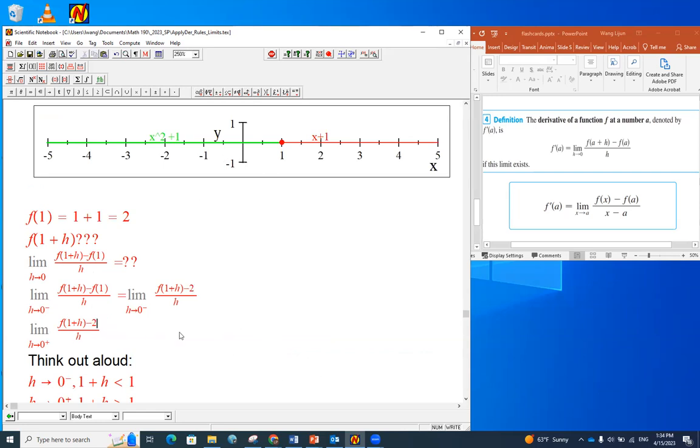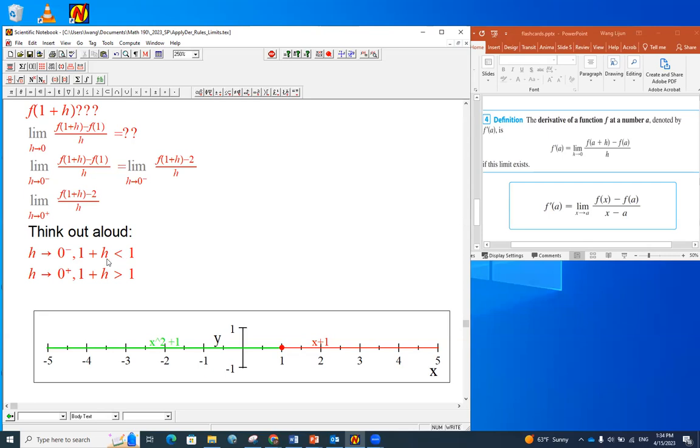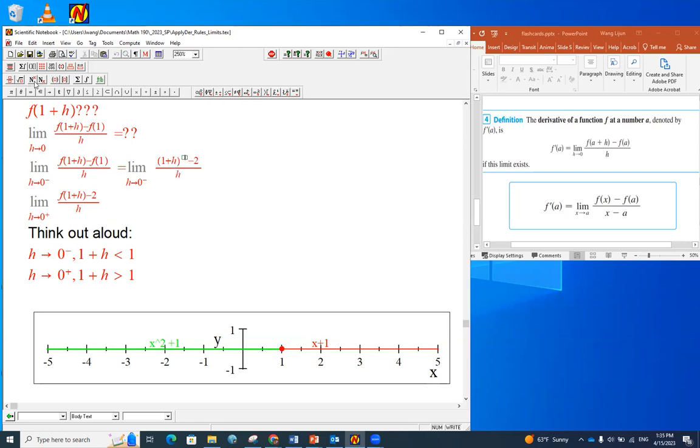This is 2. The only thing is that if h is approaching 0 from smaller than 0, 1 plus h is less than 1. Less than 1, we're going to use the green. So this piece is going to be x squared plus 1. And what is x? x is 1 plus h, squared, plus 1. Right? f of 1 plus h. So let me put it here.